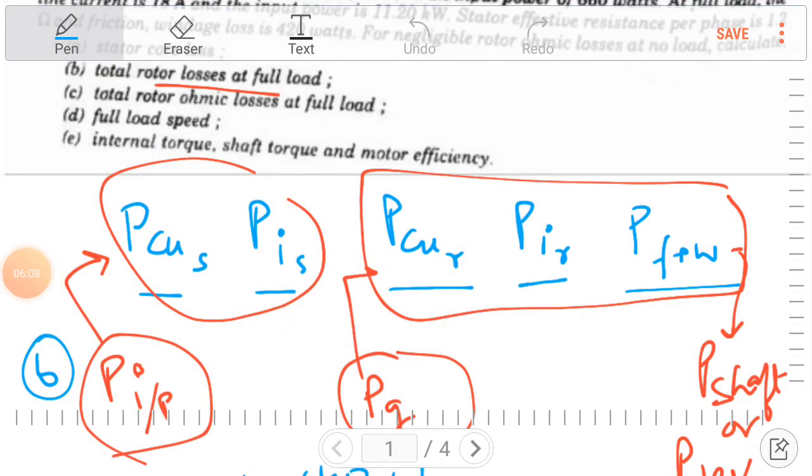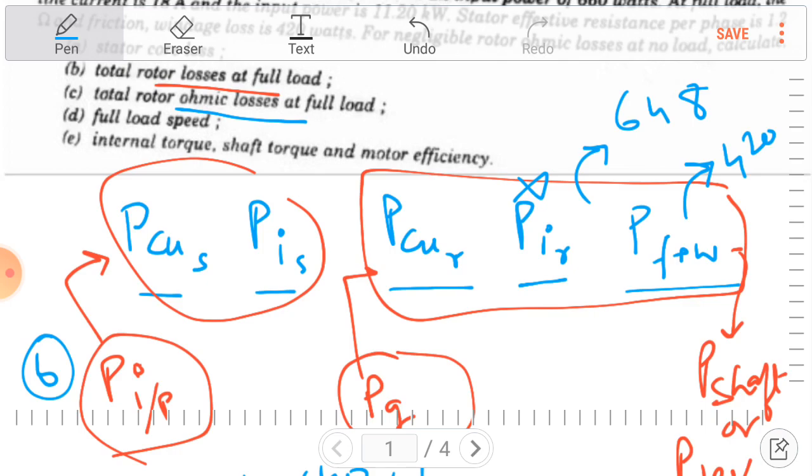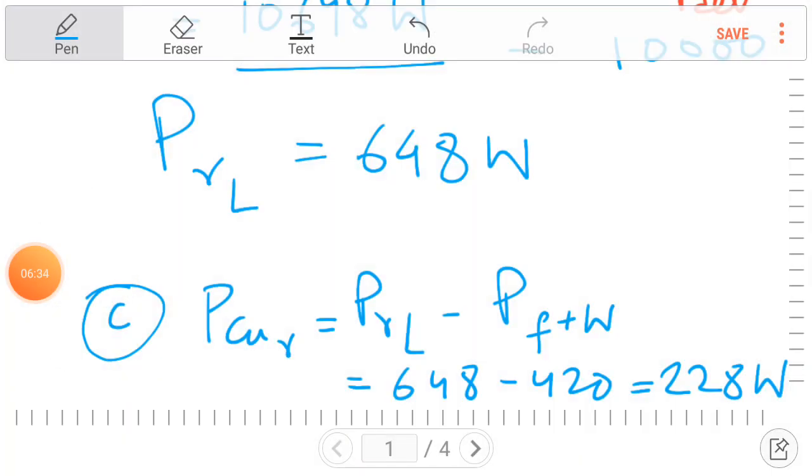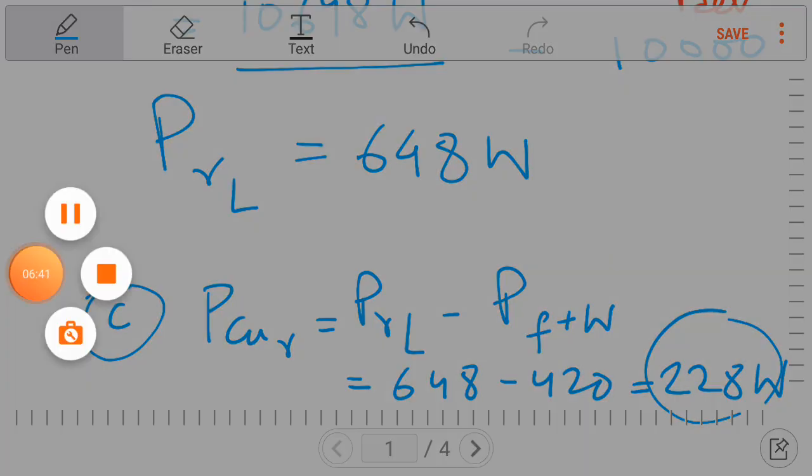In option C, total rotor ohmic losses are asked. We know that this total is 648 and rotor iron losses are negligible, and the friction and windage losses are 420 watt. So this power can be found by subtracting 420 from the total. So the answer will be 648 minus 420 equal to 228 watt. It is the answer of option C.